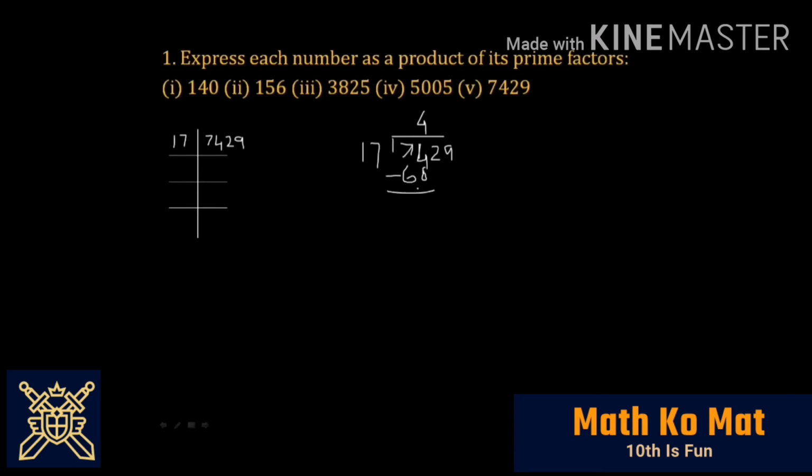14 minus 8 is 6. You are left with 62 here. As you can see, 68 is greater than 62, so we'll have to take it with 3. So 7 3s are 21, 2 would be carry here, and 3 1s are 3 plus 2 is 5, so 51. When we subtract, 2 minus 1 is 1, 6 minus 5 is 1, and at the last we have 119. So 17 sevens are 119. When you subtract it, you are left with 0. So 17 is a factor and the quotient would be 437.